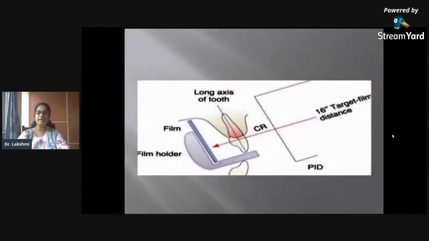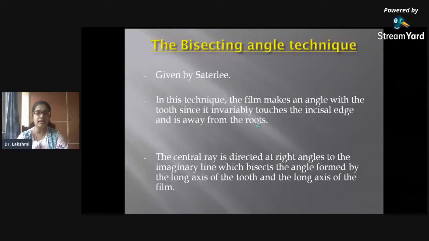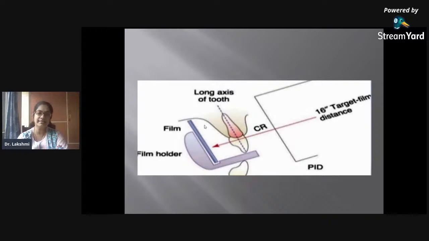Look at this diagram. This is the long axis of the tooth, and this is the film, the blue one, and this is the film holder. The film and the long axis of the tooth have to be parallel to each other. What is a long axis? It is an imaginary bisector line which is drawn. This broken line over here is the long axis of the tooth. If this is the PID, the central ray passes perpendicular to this. This forms a right angle, 90 degrees. So this is the paralleling technique.